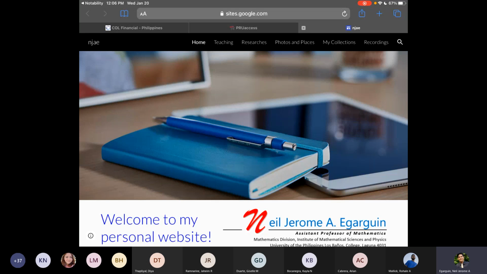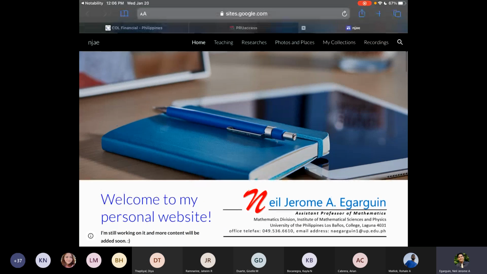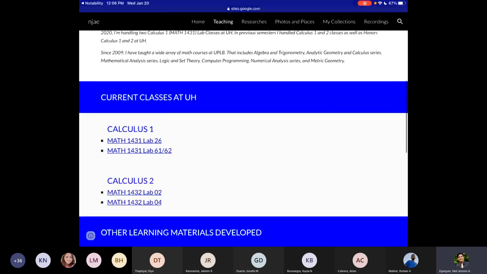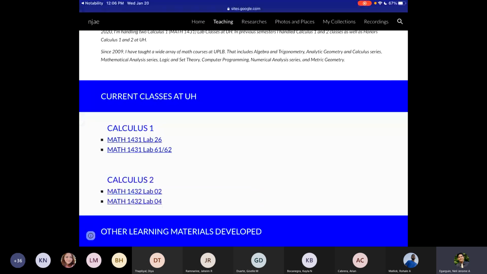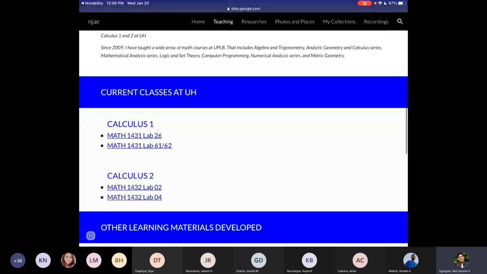But while waiting for those who can't see my screen, kindly rejoin and let me know if the problem persists. If you go to my website, you can see a bunch of stuff, but the most relevant would be the teaching tab here. And under teaching, near the top of the page, you can see here my Calculus 1 and Calculus 2 links.